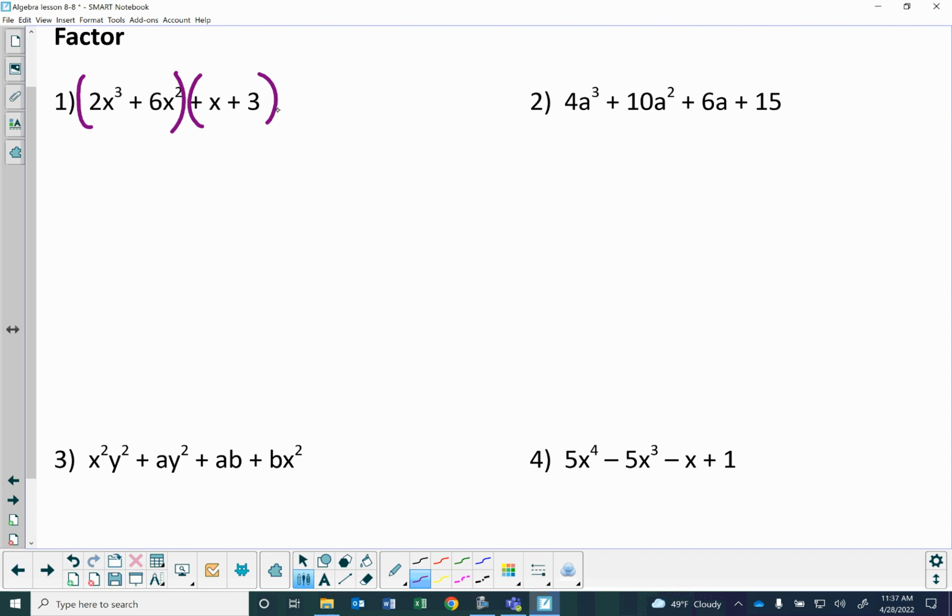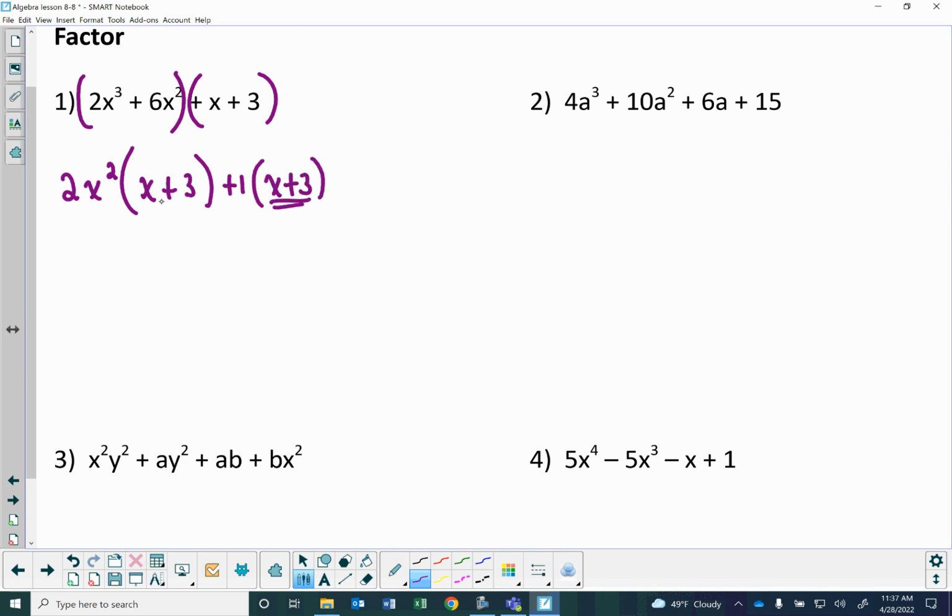My greatest common factor out of 2x cubed plus 6x squared is 2x squared. I can take a 2x squared out of that binomial. 2x cubed divided by 2x squared leaves me with just x. 6x squared divided by 2x squared leaves me with 3. The greatest common factor out of x plus 3 is simply 1. 1 divides into all of those, and it leaves me with x plus 3.